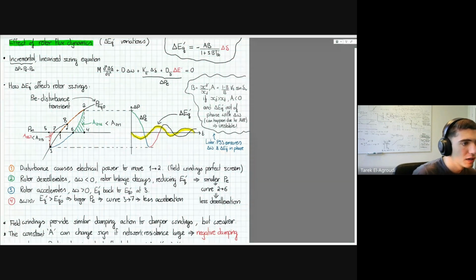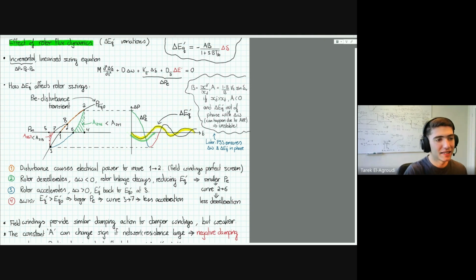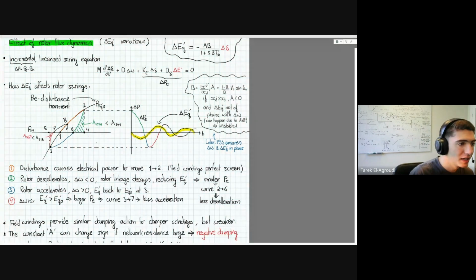Now your electrical power is bigger than your mechanical power, so your rotor will decelerate. And then as your rotor decelerates, your transient EMF will oppose, so it will be following this. And as it is reducing here, it will actually reduce the electrical power. And since it reduces the electrical power, the deceleration area here will be smaller than what it was before. And so your overshoot will be smaller.